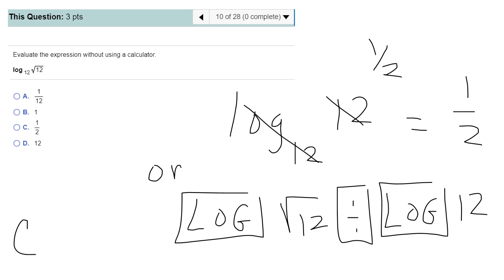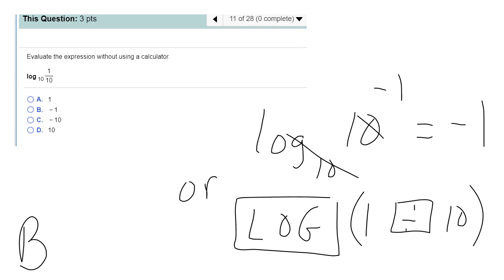Question 10 is similar to question 9. I could rewrite the square root of 12 as 12 with an exponent 1/2. Then I could use the inverse property and cancel log base 12 of 12, which leaves just 1/2, or the answer C. Likewise, you could enter this problem into your calculator.